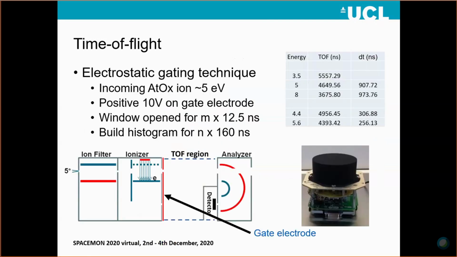For the crosswind, we have a slightly different technique. What this slide is talking about is the resolutions of the time of flight region and how we are building histograms.